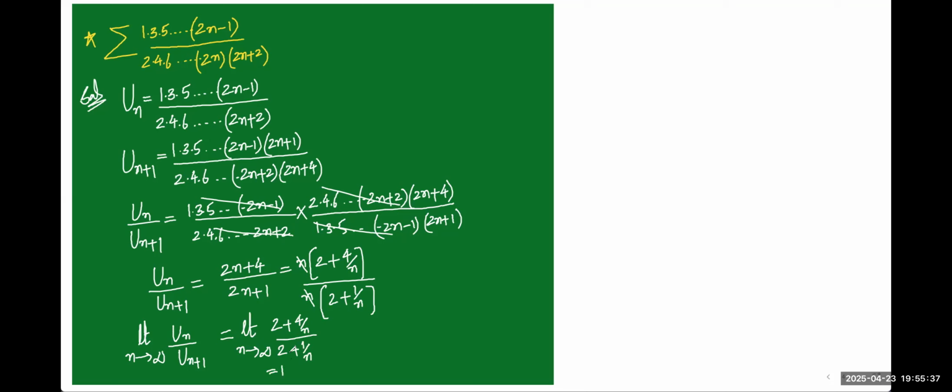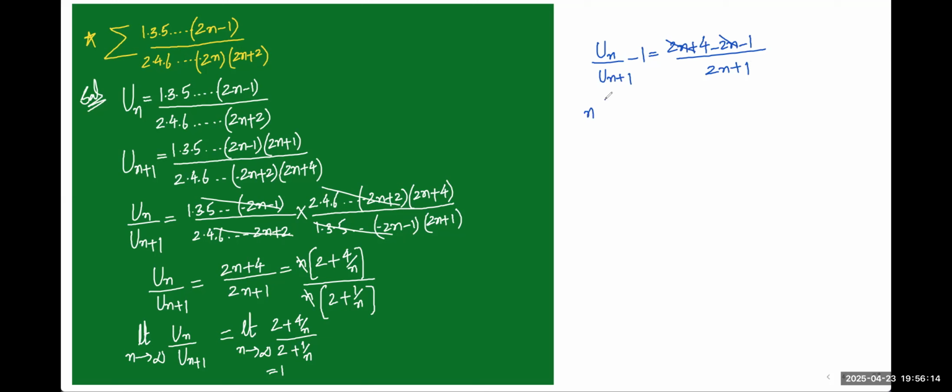That means the ratio test fails. We apply Raabe's test. If you want, you can mention that the ratio test fails, so we are applying Raabe's test. What's the difference? From un by un plus 1, we have to subtract 1. So this is the step: 2n plus 4 minus 2n minus 1, divided by 2n plus 1. Cancelling terms, 4 minus 1 is 3.